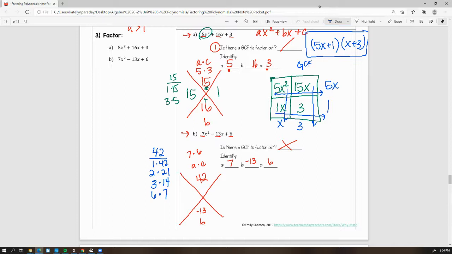Okay, so then I check. 1 times 42 is not going to give me anything I need for that 13. 2 times 21, nope. 3 times 14, a little bit closer, but no, not going to work. So we have to use 6 times 7. Now, both of these need to be negative because our bottom number is negative, but our top number is positive. So remember, we talked about if it's positive, it means it's the same signs. So those are both negative. Now we can set up our box again.